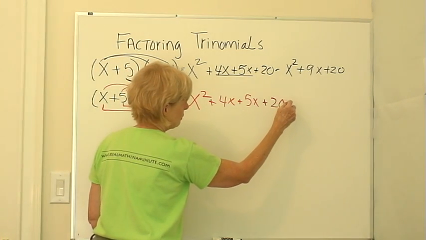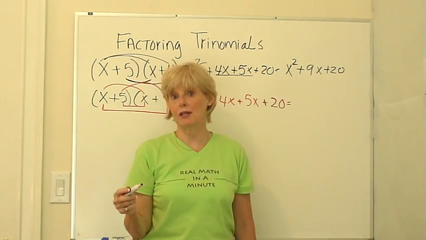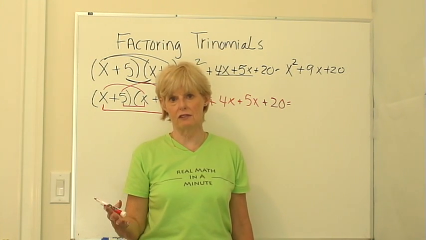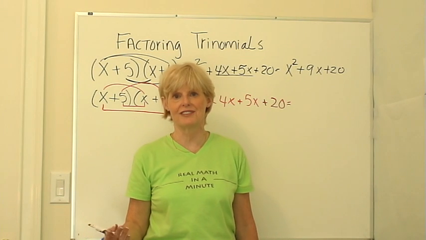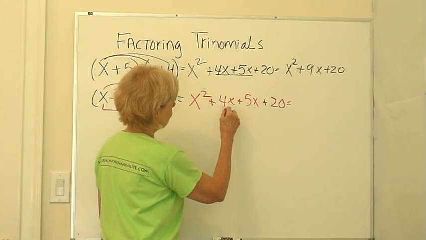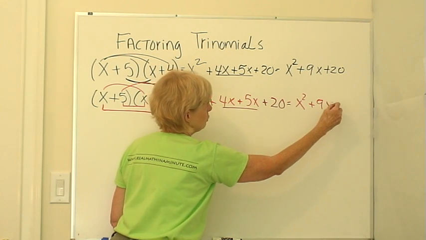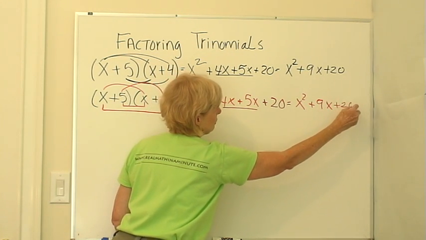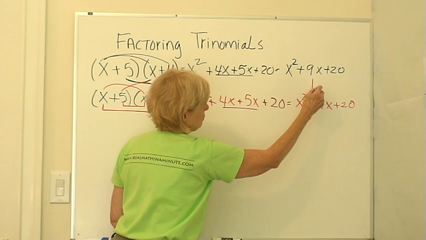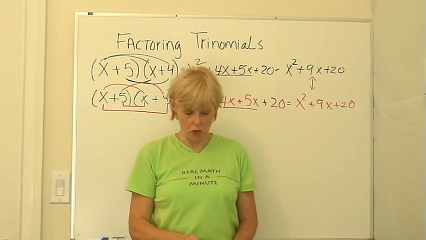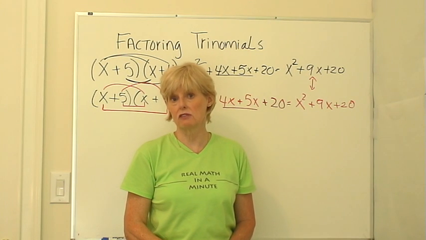So if you're new to this, your head may be swimming right now, but it will become second nature if you practice, which you must practice to get this. Then you add up your like terms just like we did before, x squared plus 9x plus 20. So you certainly see that you get the same answer whether you do it by double distributing or whether you FOIL to get your answer.